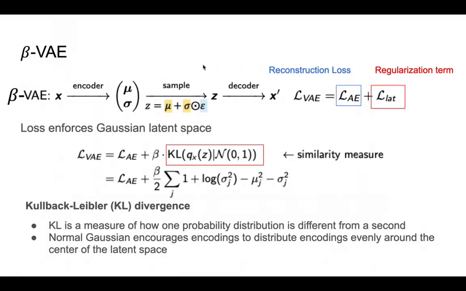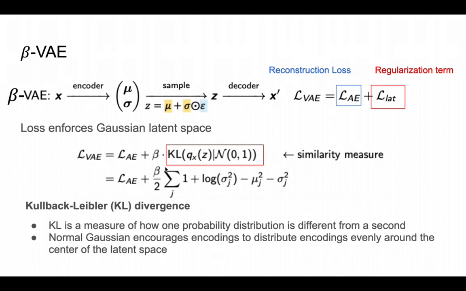Let's take a special look at the loss function of the beta VAE. As commented earlier, the loss function is composed of two terms. One is the reconstruction loss. It's the same as the autoencoder. We just calculate MSE of the output with respect to input. The second term, which is relevant, is a regularization term. This loss enforces Gaussian latent space. It uses the KL divergence to construct the latent space loss function.